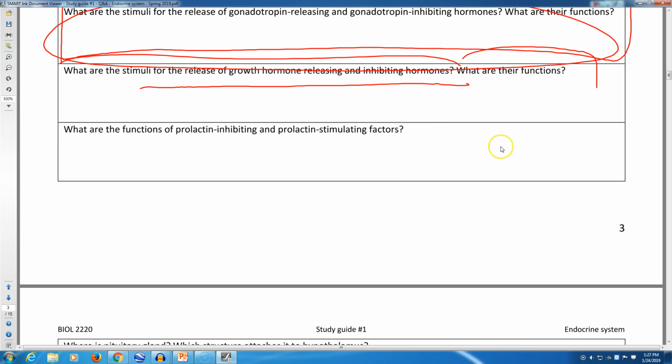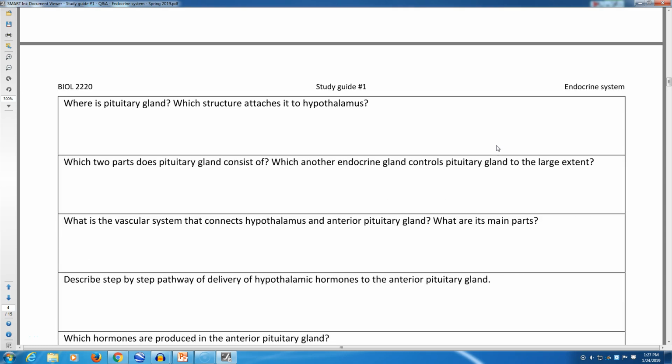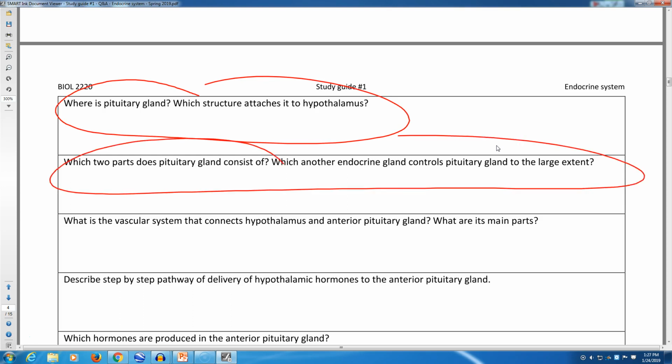For prolactin inhibiting, prolactin stimulating, you only need to know the function. So they stimulate prolactin, which stimulates milk production. Where is the pituitary gland? In the sella turcica, under the hypothalamus. The infundibulum touches it. 2 parts. I'm not asking about adeno and neurohypophysis. I'm asking about anterior and posterior pituitary glands.